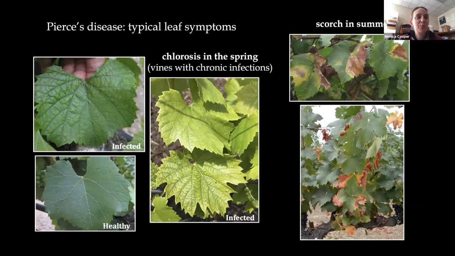I'm going to touch just briefly on the typical symptoms of Pierce's disease. Leaf scorch is something that you're probably fairly familiar with. Leaf chlorosis may be a little bit less familiar. So in the spring that the vines become infected, they won't show these chlorosis symptoms. But if they have a chronic infection, or they were infected a year or two previously, in the spring when the buds are growing and everything is pushing, you get this chlorosis look to the leaves as compared to a healthy leaf. So that's something to look for in the spring.